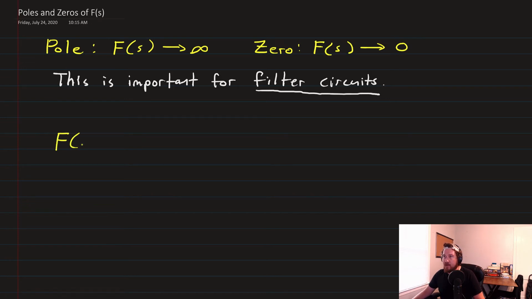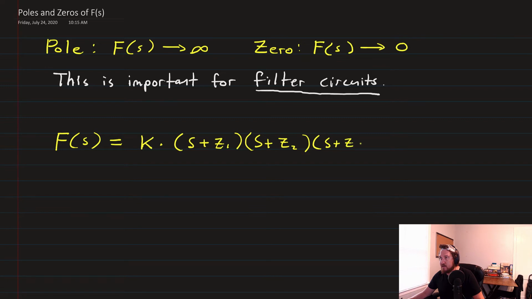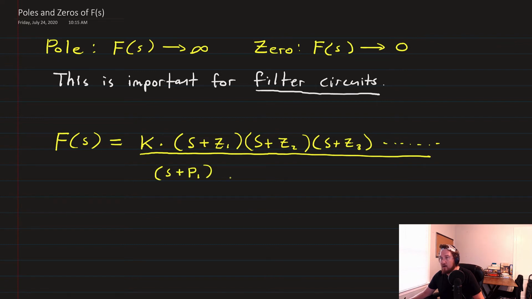You may have noticed that our Laplace transforms often take a pretty similar form. There's oftentimes some constant times a polynomial, a function that can be factored into what we'll call s plus z1, hint, hint, that's for zeros, times s plus z2 times s plus z3, on and on forever. And they're usually over another expression that is also a polynomial, something that can be factored out to s plus p1 times s plus p2 times s plus p3, and again on and on forever.